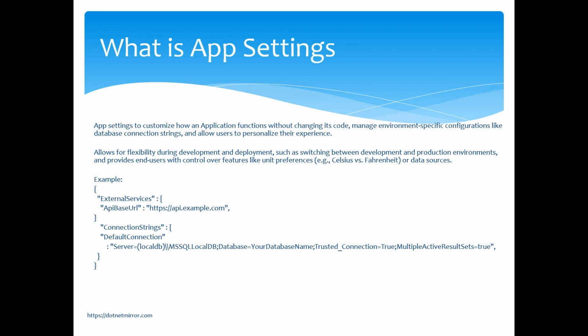What is an app setting? Basically, app settings allow you to customize your application behavior without changing the code, like environment specific configurations, right? You can have connection strings. You can define any kind of variables which can be different for each environment, and it also provides a lot of flexibility during your development and deployment time, where you can switch between the values for your settings in development or production environments.